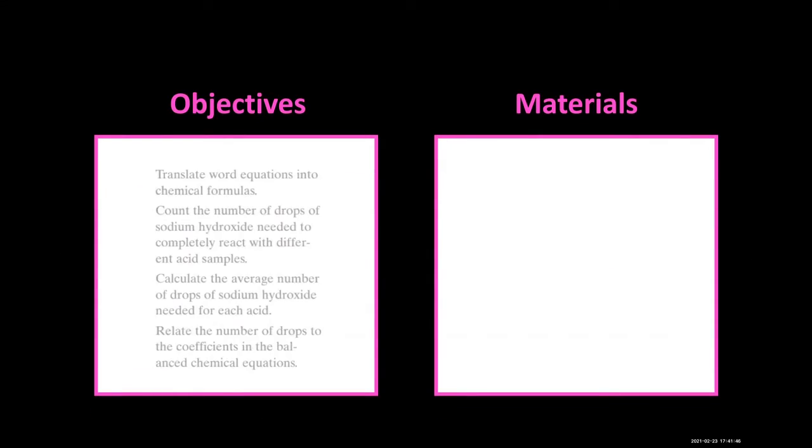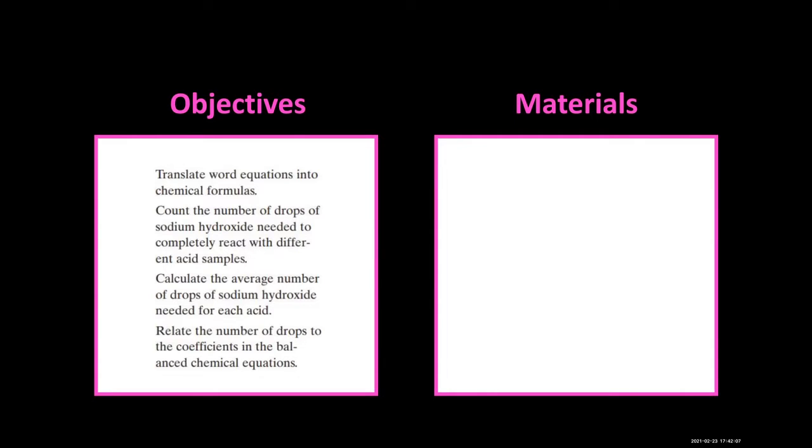Objectives. Translate word equations into chemical formulas. Count the number of drops of sodium hydroxide needed to completely react with different acid samples. Calculate the average number of drops of sodium hydroxide needed for each acid, and relate the number of drops to the coefficients in the balanced chemical equations.